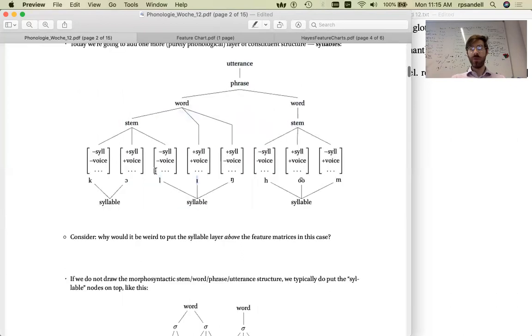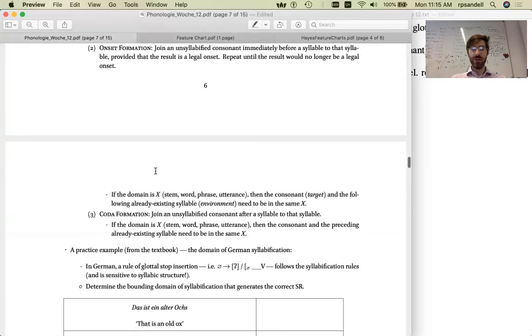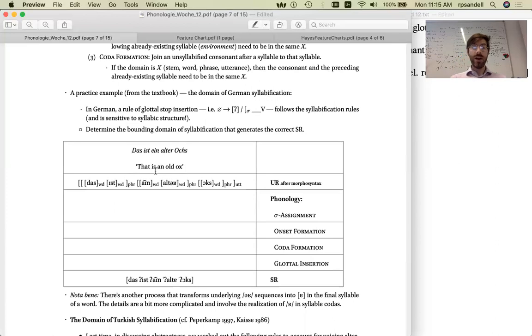Let's now see an example of just this phenomenon from German involving a rule of glottal stop insertion. And the rule says that a glottal stop is inserted. We're using a simple version of this rule. It's in fact a bit more complex, and glottal stop insertion also depends upon stress.